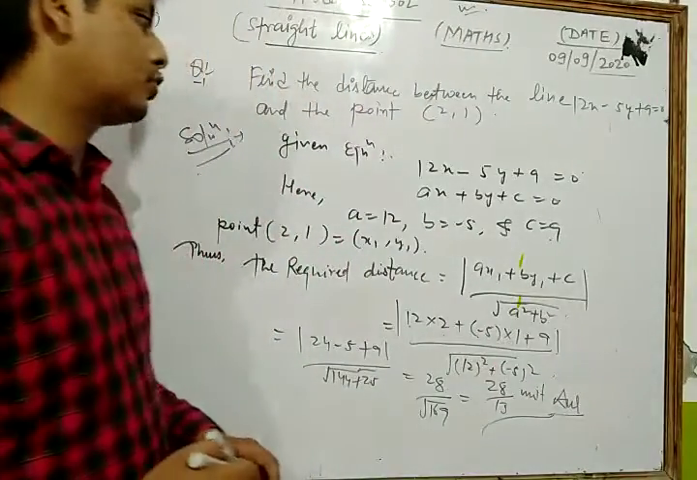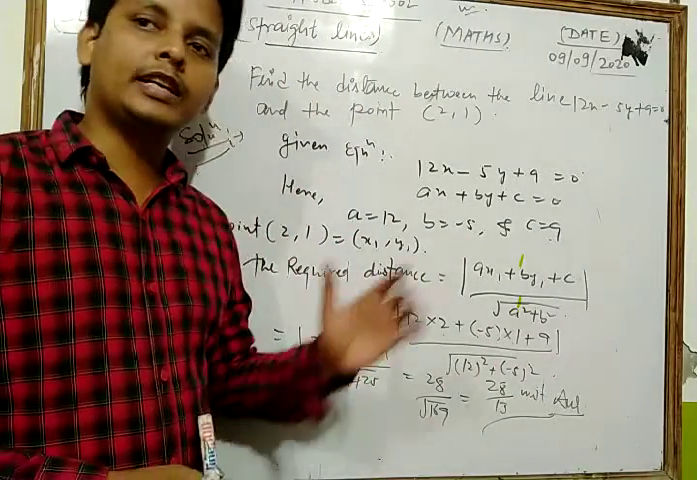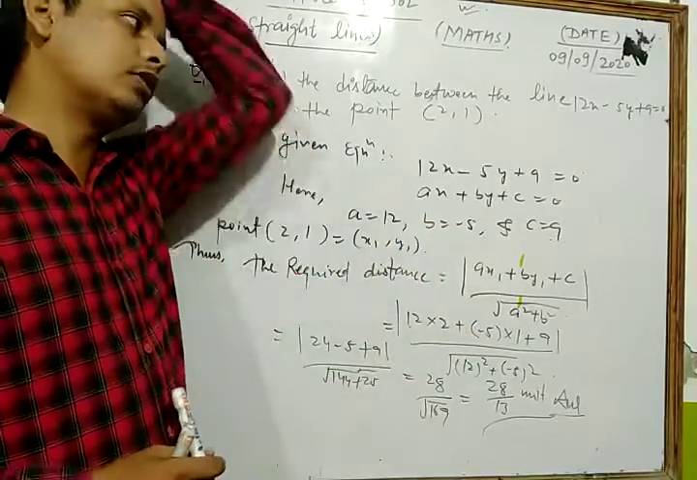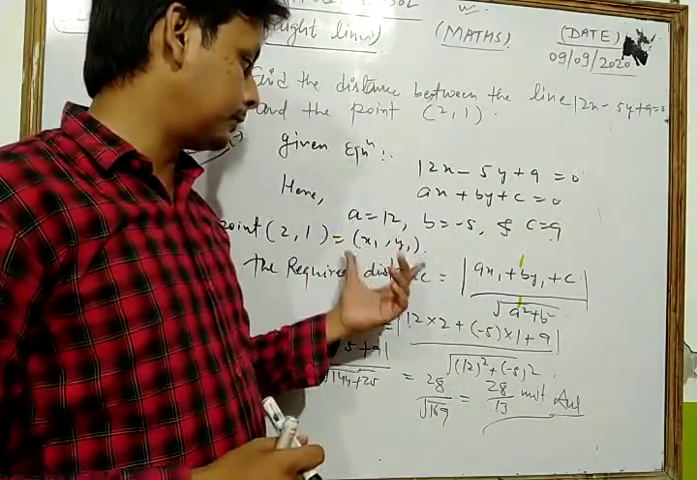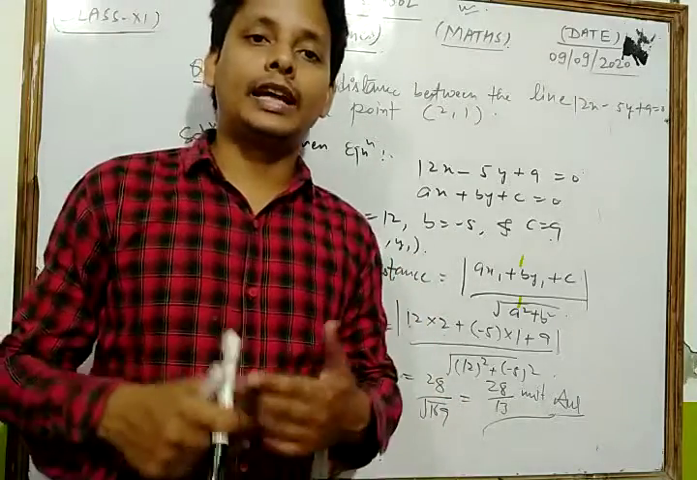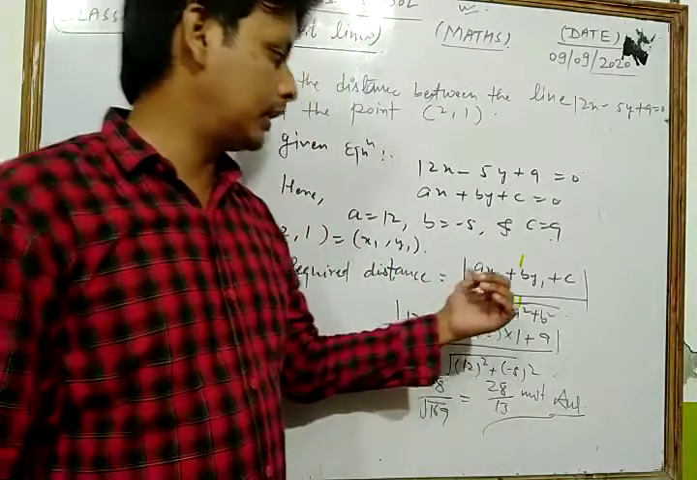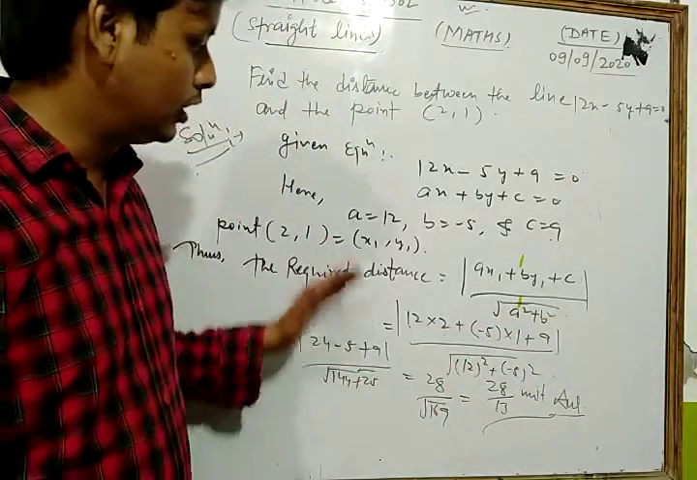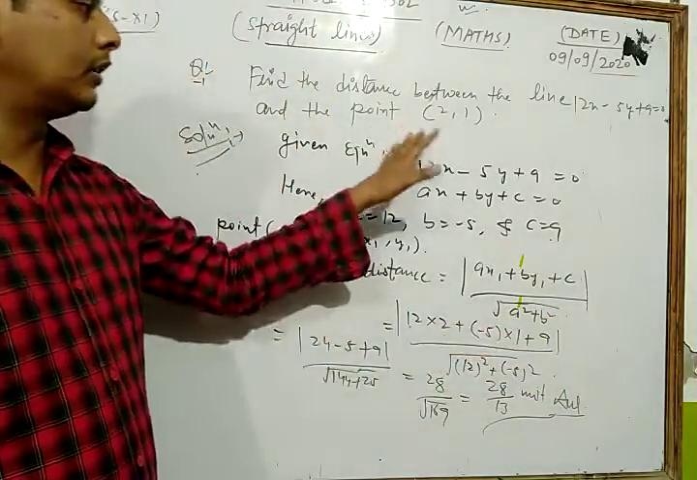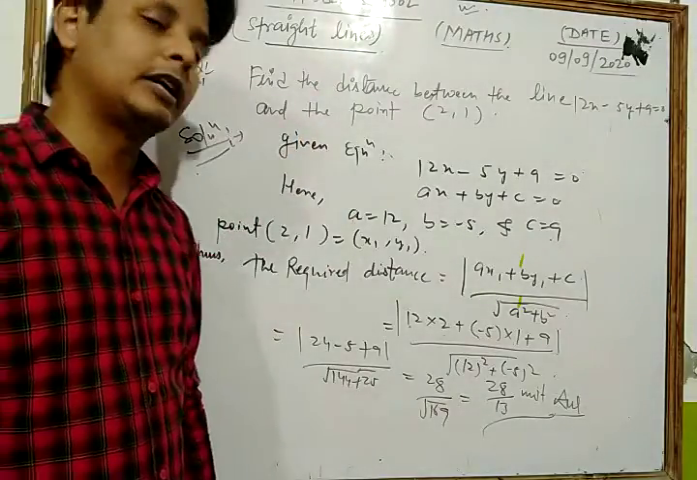So dear students, in this way we can solve this type of question. This is one of the most important topics. You know that the perpendicular distance between a line and a point is always given by the formula ax1 plus by1 plus c upon under root a square plus b square. With this concept we can solve this type of questions.